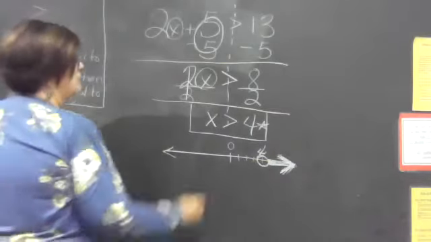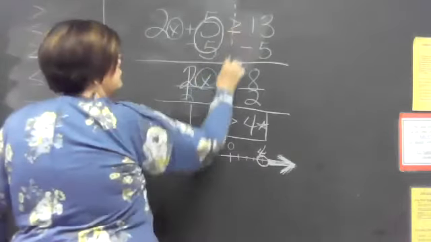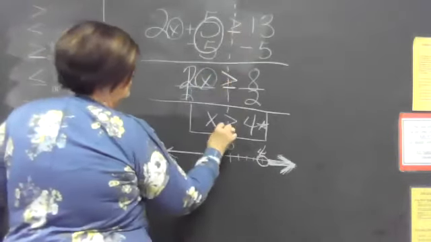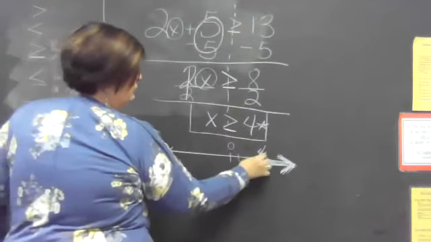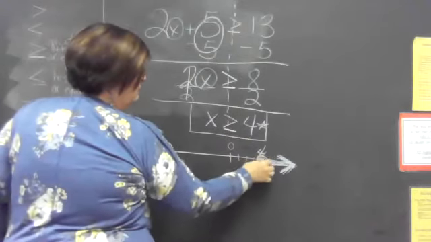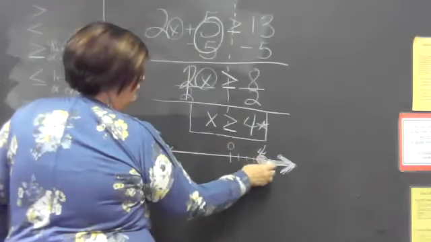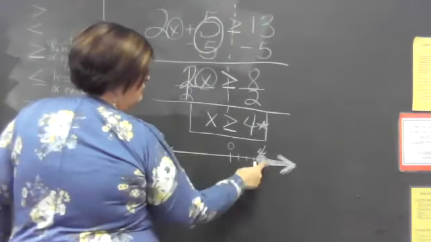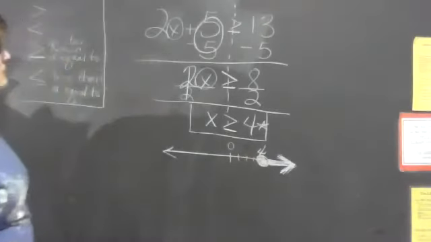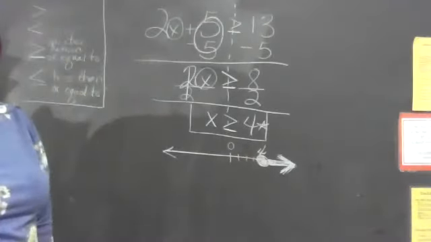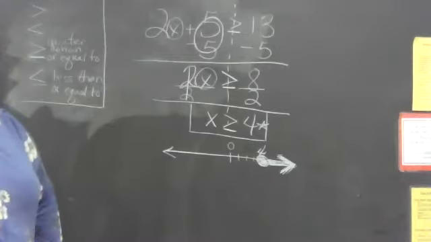If your problem said equal to, this equal to is when we color in and say it's not only equal to all these numbers, but it's also equal to 4. Do we have any questions on your first example?